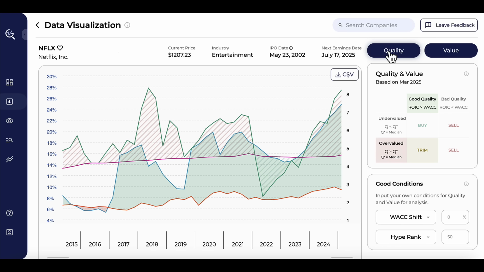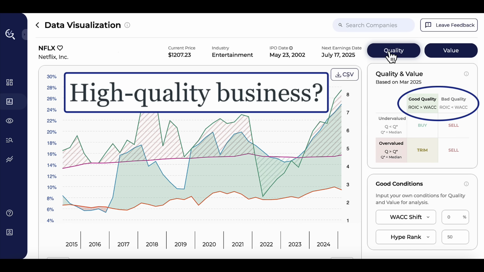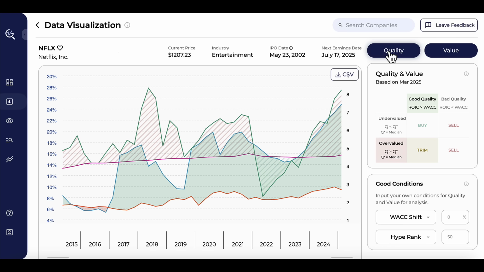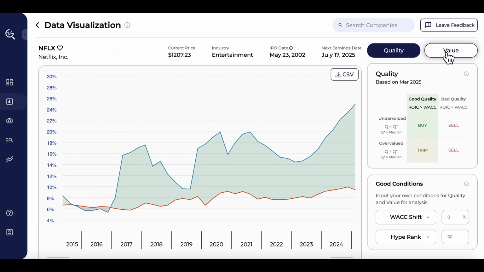We wanted to ask, is Netflix a high quality business that's creating long-term value? And is it in bubble territory or is it at a reasonable historical price? And so that's what the quality and value trading quadrant does for us. So in ValueGlance, we have the data visualization feature where we can look at long-term trends, not what happened yesterday, not what happened last quarter, but these long-term trends over time.